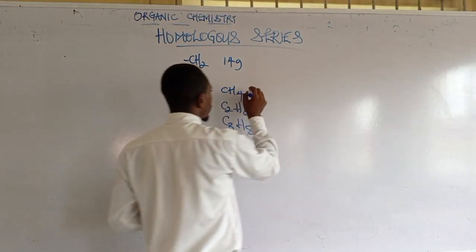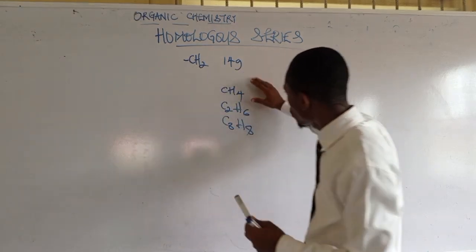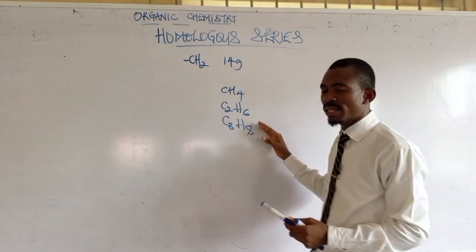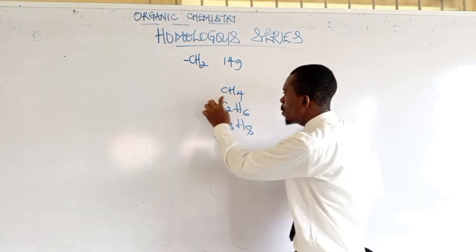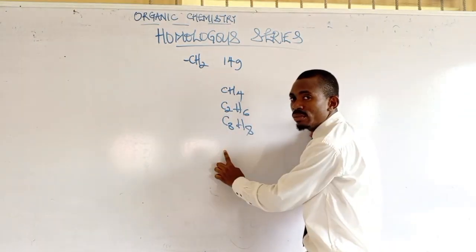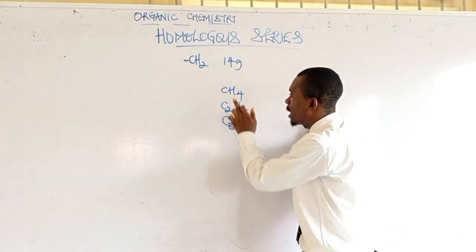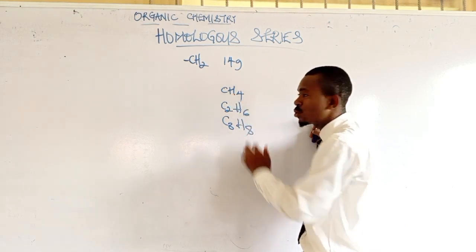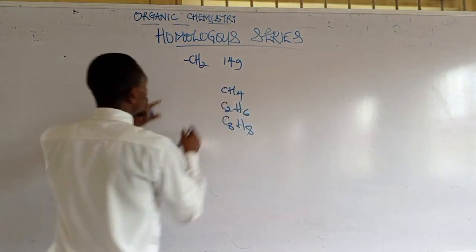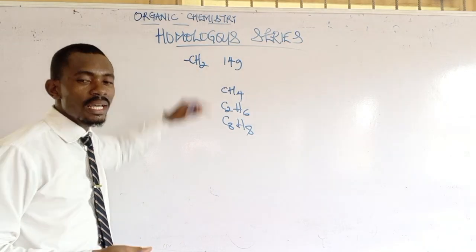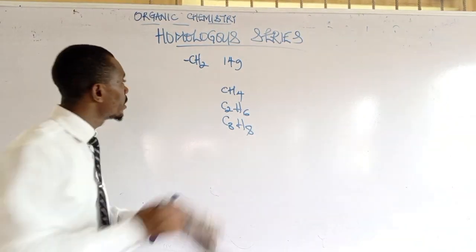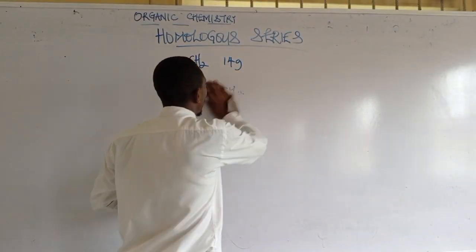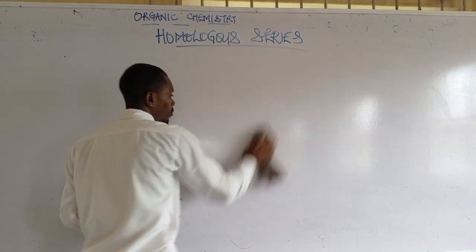Now let's use this example. We can see that there is a pattern going on, a regular and structural pattern, in such a way that the carbons are increasing progressively by 1 down the series or down the group, and the hydrogens are increasing progressively by 2. That now gives us the CH2 we talked about earlier. So in every homologous series, this is a common observation.